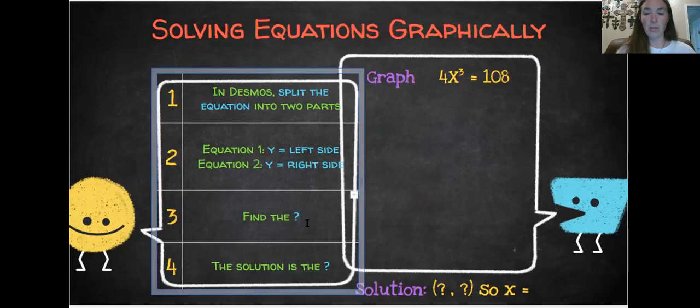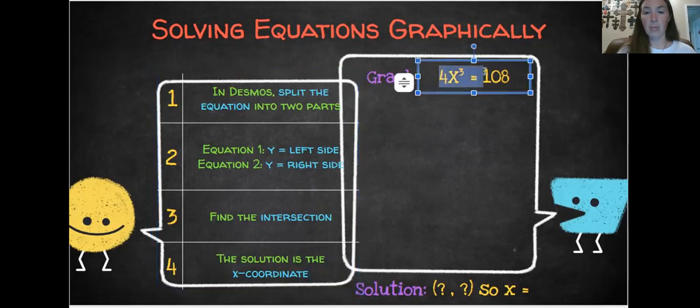Then once we've got the graph, we're going to find the intersection. And sometimes we may have to zoom out quite a bit before we find it and then zoom back in. And then once we have the ordered pair of the intersection, we are going to use the x coordinate. And that will be the solution. So let's go ahead and go into Desmos and we're going to graph these.